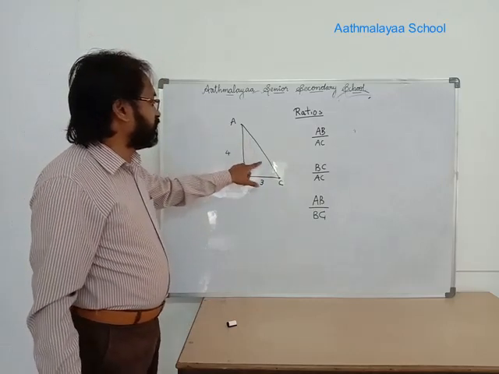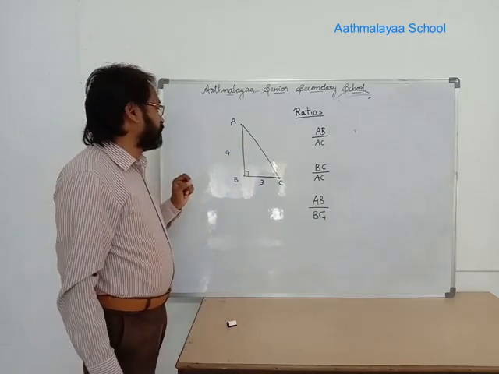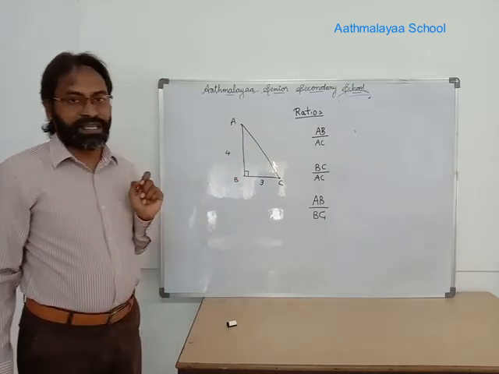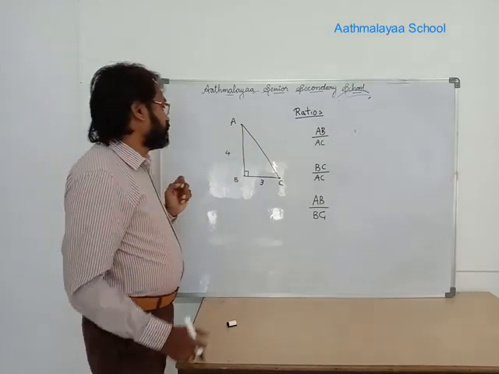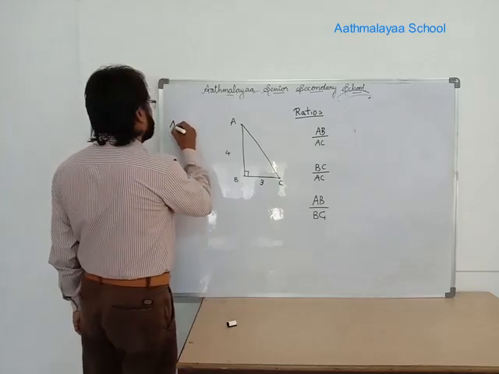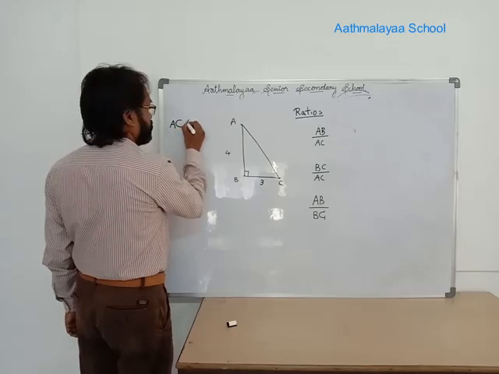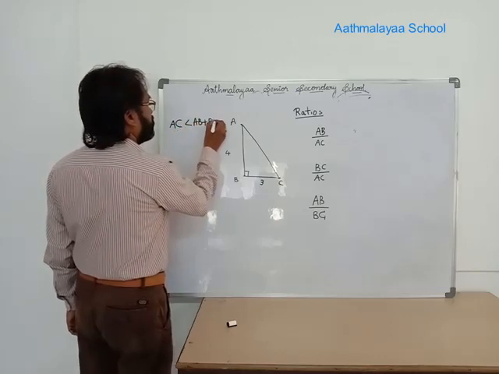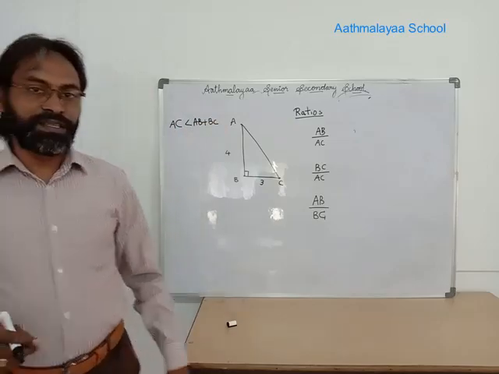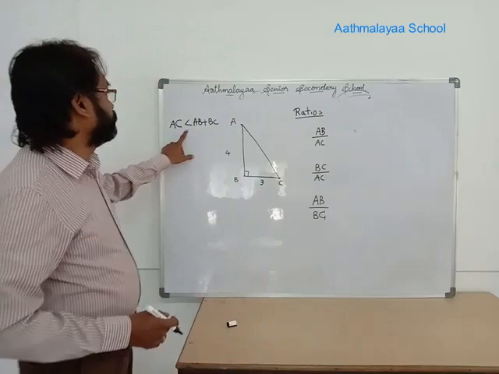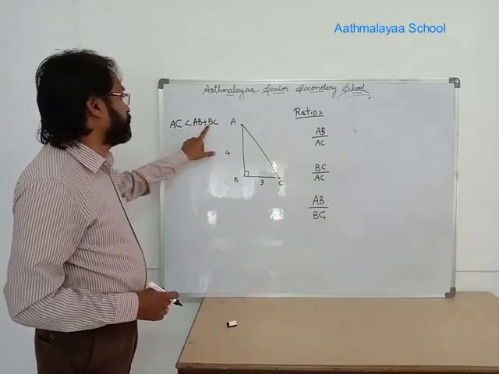that the length of the side AC should be less than the sum of the two sides, which we saw in yesterday's class. Let me write what we did yesterday: AC is less than AB plus BC. That is the basic terminology for any triangle. So AC cannot be equal to AB plus BC.